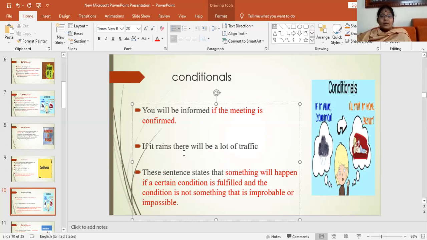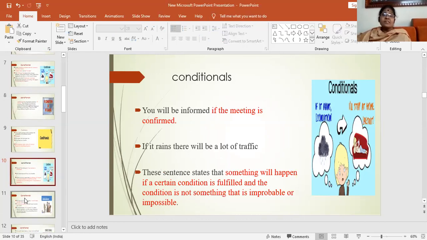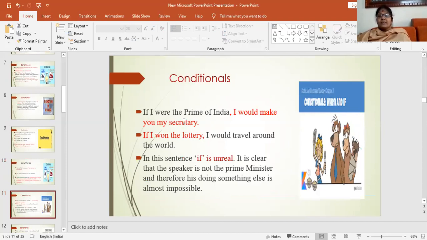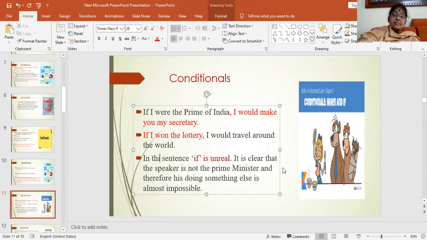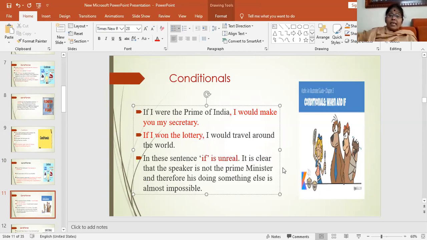So this is one type of if sentences that we'll use. Look at this sentence. If I were the Prime Minister of India, I would make you my secretary. If I won the lottery, I would travel around the world. Now, what is common in both these sentences? Right? In these sentences, if is unreal. It is clear.